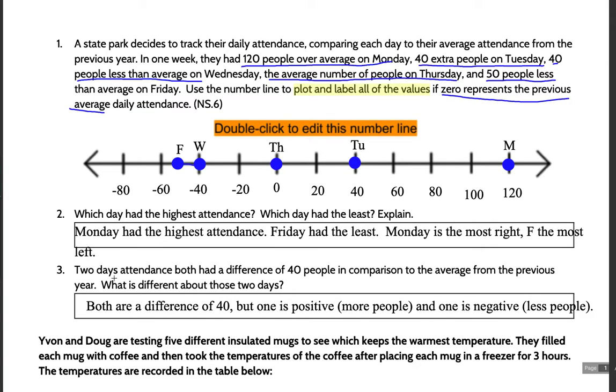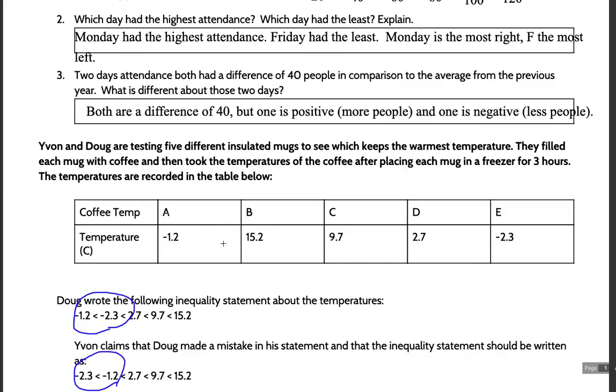And 2 days attendance both had a difference of 40 people in comparison to the average. What's the difference about those 2 days? So both Tuesday and Wednesday, they both have a difference in comparison to the average of 40, or they both have an absolute value or a magnitude of 40, right? They're 40 away. But Tuesday was 40 more, and Wednesday is 40 less. So one's positive, one's negative.